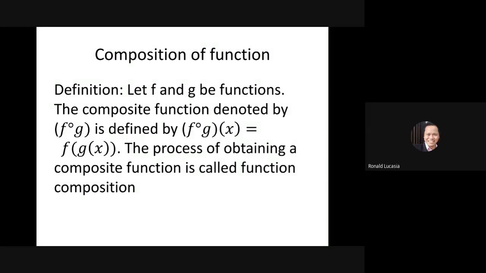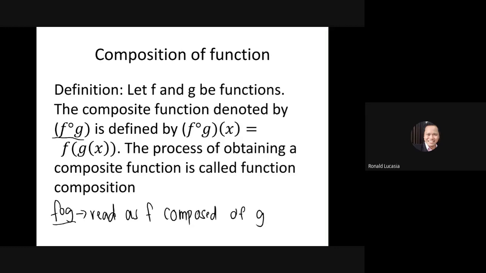So for the composition of function, let f and g be two functions. The composite function is denoted as f circle g, and this is read as f composed of g. Some other books read it as f circle g, or f of g, but the most mathematically correct reading is f composed of g. So from the definition itself, the process of obtaining a composite function is called function composition.